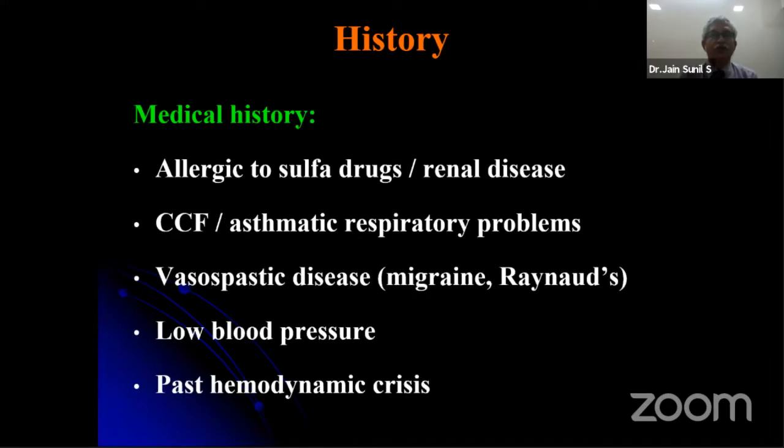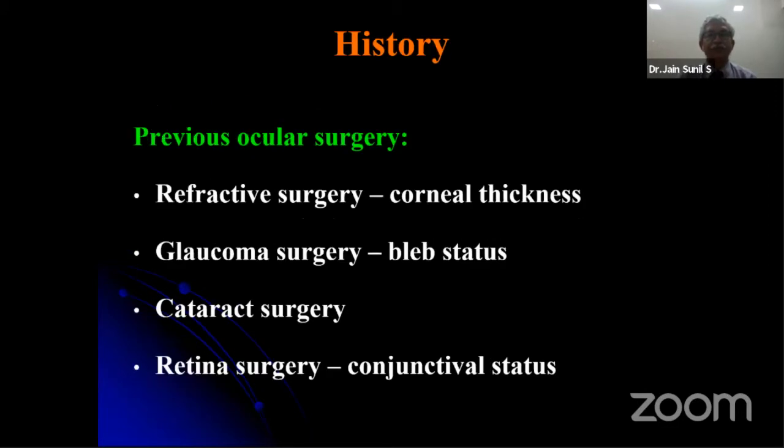From the medical history, always ask for any allergy to these drugs, because if you're planning to start carbonic anhydrase inhibitors, you should be aware of it. If the patient has a cardiac history or a pulmonary history, beta blockers are to be avoided. A history of vasospastic disease, very low blood pressures or past hemodynamic crisis might indicate non-intraocular pressure factors, which is usually seen in patients with normal tension glaucoma.